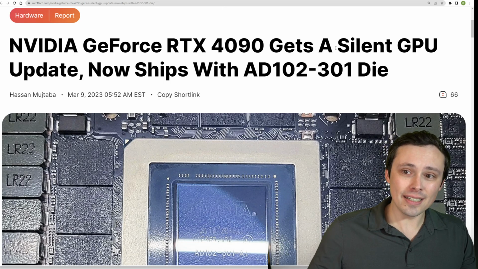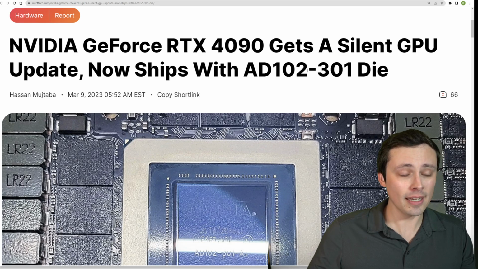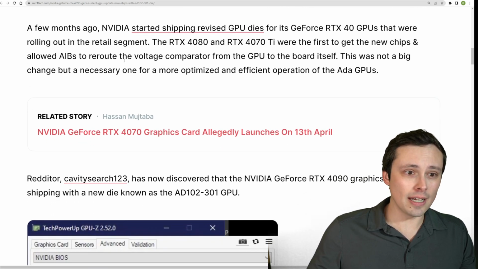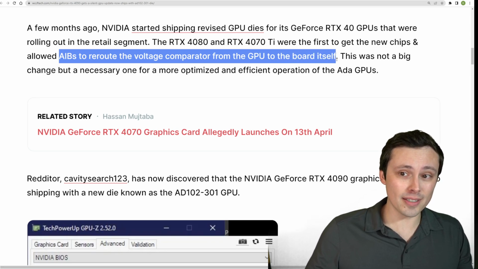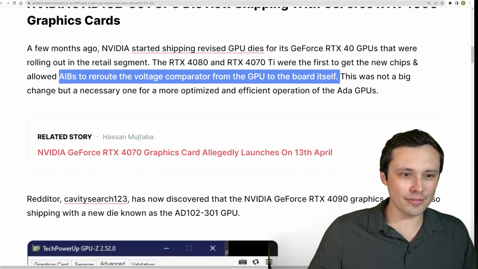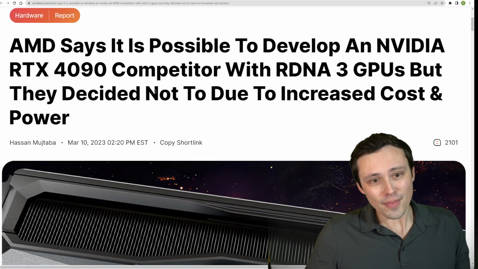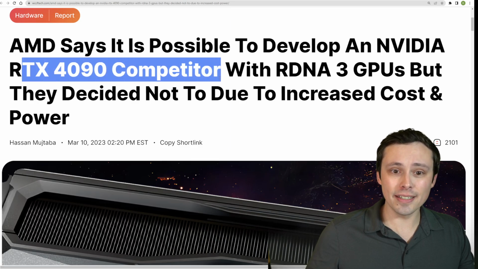How about the 4090 getting silently updated to an AD102-301 die instead of a 300 die? What's up with that? Well, it's not that big of a deal. It looks like the change is just allowing AIB partners to reroute the voltage comparator, whatever, from the GPU to the board itself. I'll be honest, I don't think that's a big deal. Does anybody know if that would really matter at all for the end user? I don't think so, unless you're doing some weird overclocking thing. I don't know.